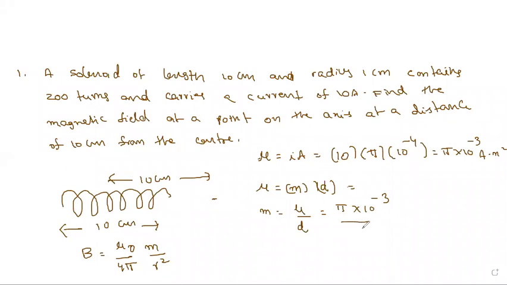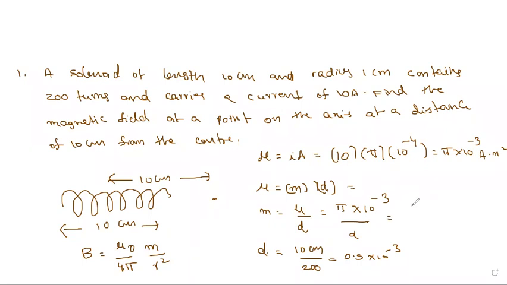We can write how many turns are there. Actually, the length is given as 10 centimeters, and there are 200 turns. So d is nothing but total length by number of turns, that means the length per each coil. How much will it be? 10 into 10 power minus 2, 10 power minus 1, it is. Totally 0.5 into 10 power minus 3. This is the d value.